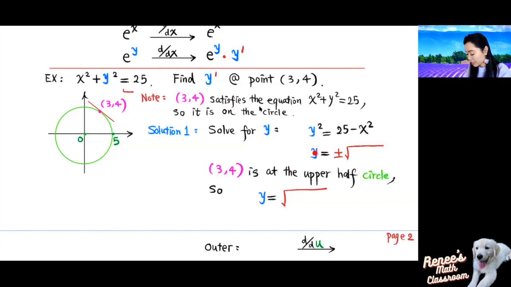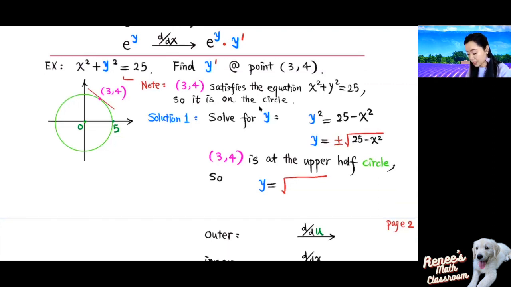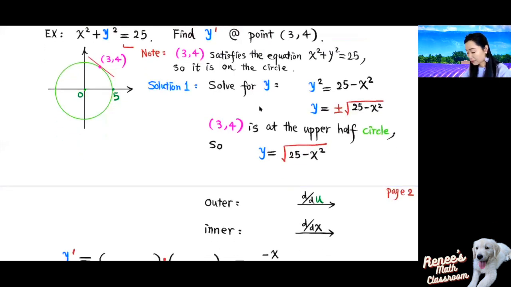To solve for y, we take the square root on both sides. So you have y equal to plus or minus the square root of 25 minus x squared. Because this point is on the upper half of the circle, you only take the positive root, right? So y is equal to the positive root of 25 minus x squared. Now after you solve for y, you can differentiate this with respect to x.